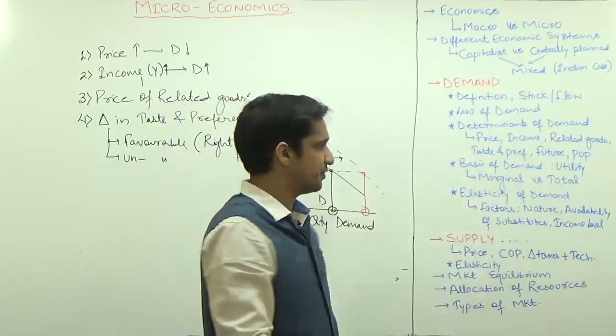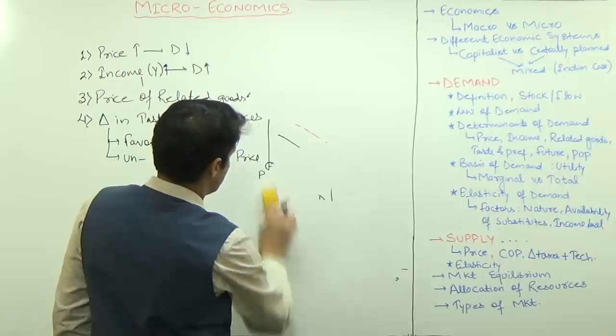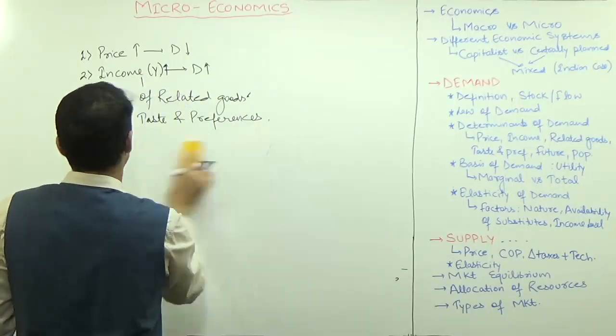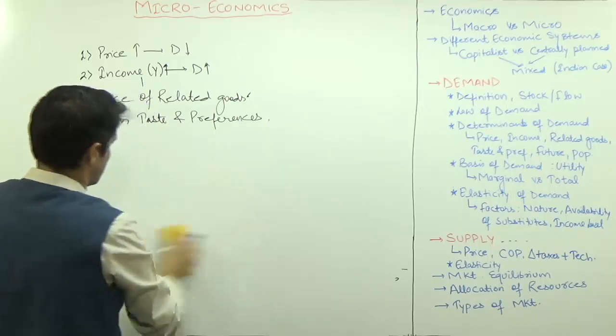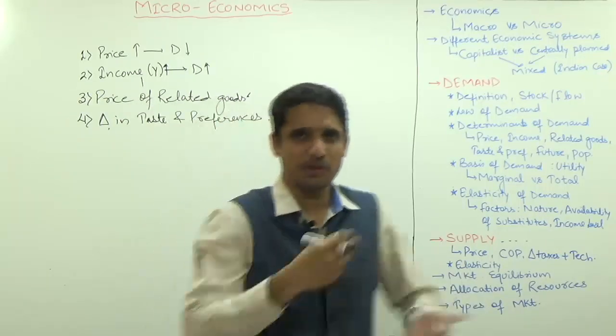So this is taste and preferences. Then the expectation of the future prices. This is also one of the determinants. For example, if you are assuming that in future the prices will be high, so now you will consume more, you will buy more.